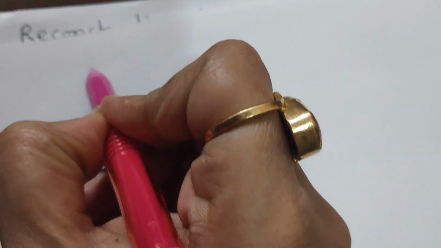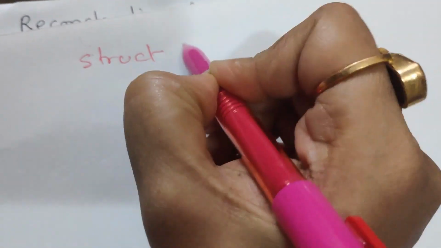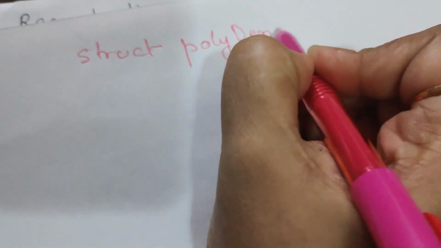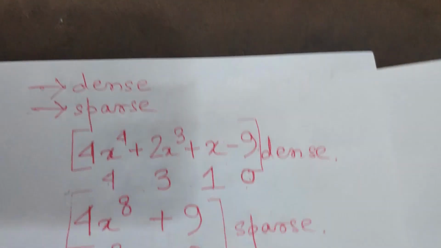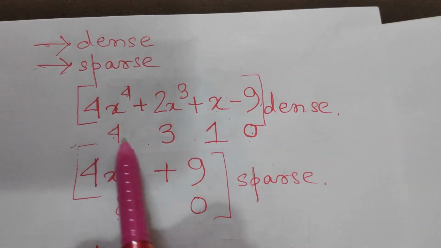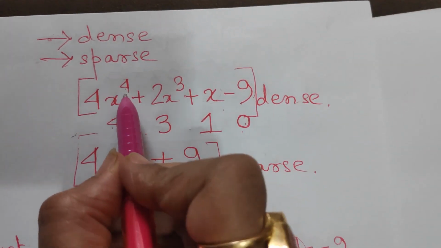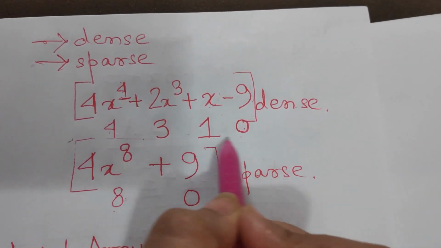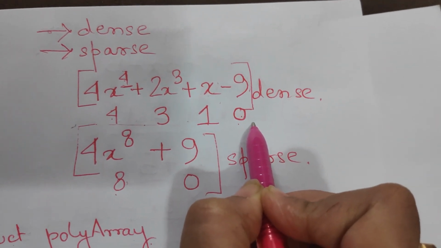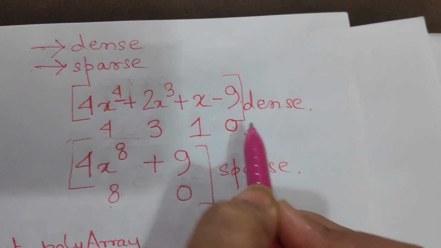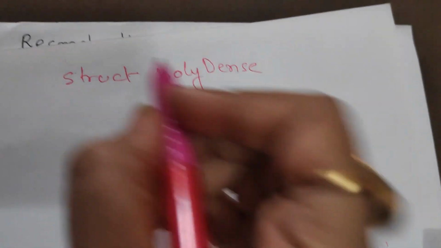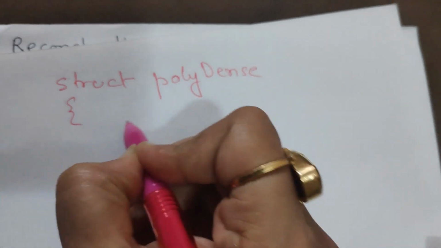Now, coming to dense polynomial, there is another way a dense polynomial can be represented. Struct polydense. Now, as I have already told you about dense polynomial, in case of a dense polynomial, most of the terms with respect to the highest exponent are present in the polynomial, right? So with respect to the highest exponent, most of the terms are present.